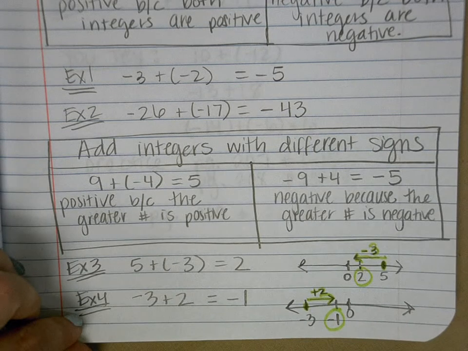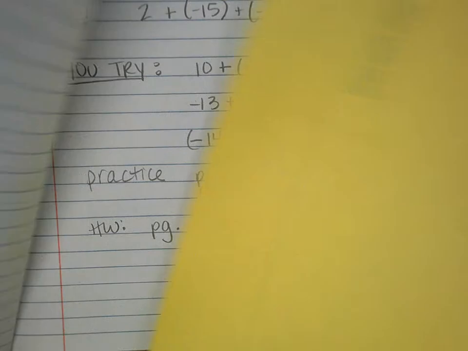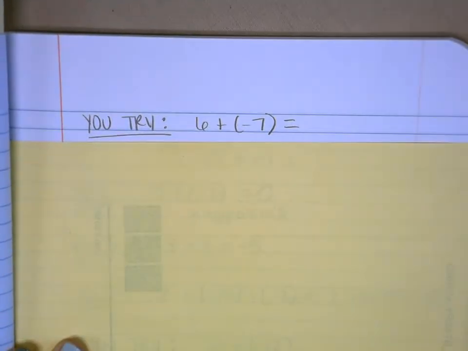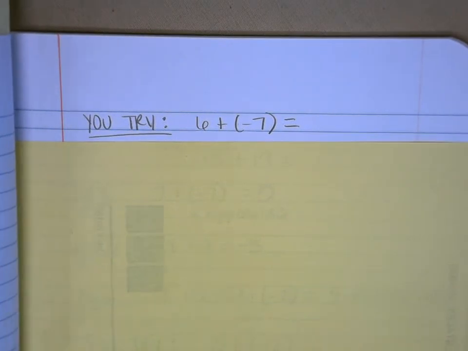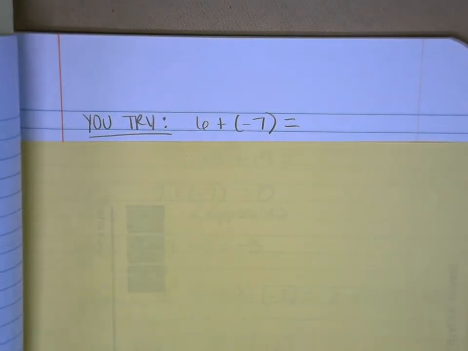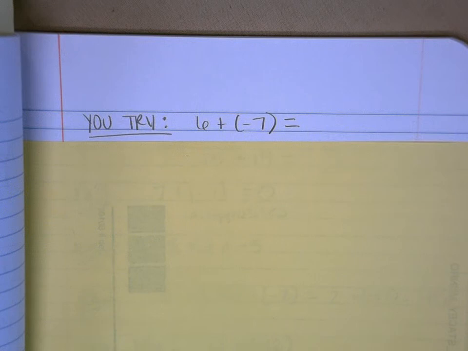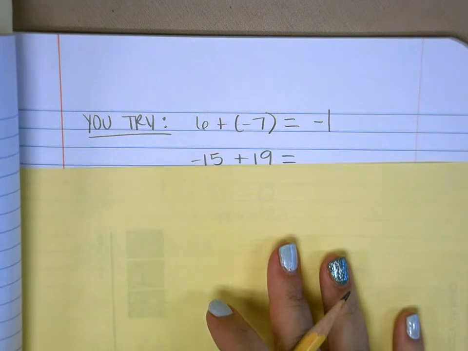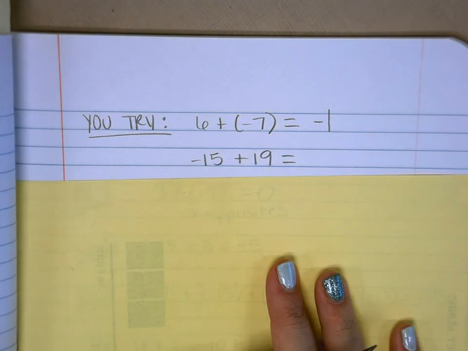Okay, we're going to turn the page. I want you guys, in your book, you don't have to write the "You try." Just do 6 plus a negative 7 and write the answer. Don't say it, just write it. 6 plus a negative 7. Okay, everybody, what is the answer? Negative 1. Good job. Negative 1. All right, do this one. Negative 15 plus 19.